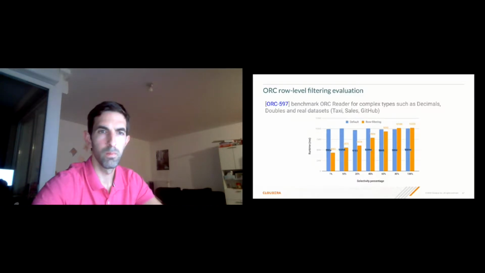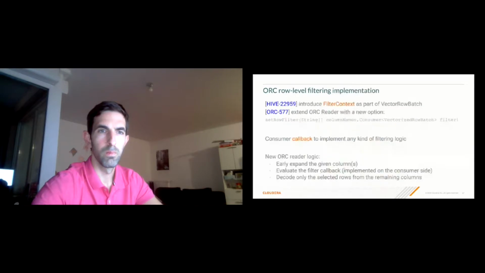To implement this feature, we had to introduce the filter context, which is pretty much the selected array that I told you about as part of this Hive Jira. And we also had to extend the ORC reader logic with this new option. This new option takes the column names that are going to be early expanded and a filter. The filter is a callback that can implement any kind of logic. And currently, we implement this logic in Hive itself. The new ORC reader works in 3 steps, as I mentioned: early expand, evaluate the callback, and then decode only the rows that are of interest.